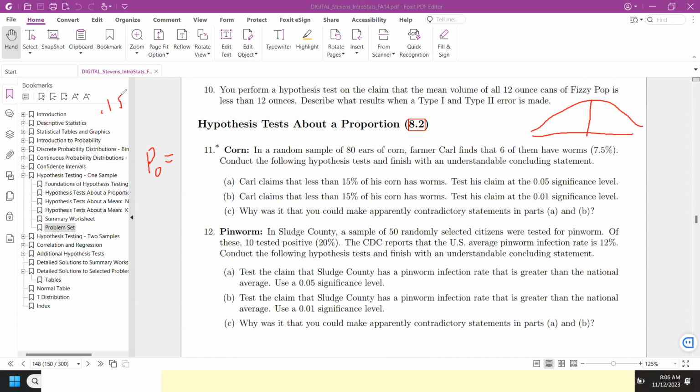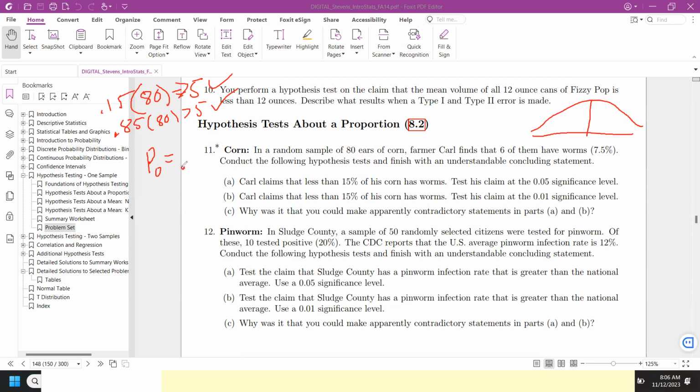0.15 times 80: is that larger than 5? It is, so it passes that. Then we ask, is 1 minus 0.15, times 80, also larger than 5? Yep. You used this condition check back in chapter 6 when we did the normal approximation to the binomial distribution, the last section in that chapter. Now we're kind of leaving the normal approximation alone, but we're going to use that to run this test.